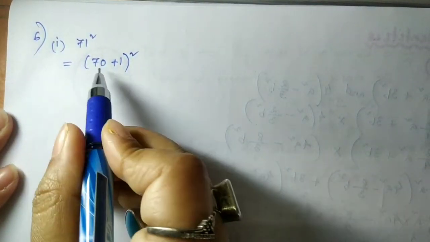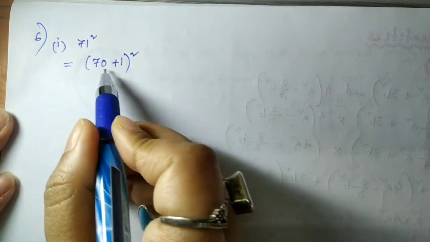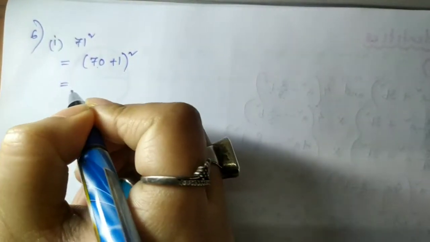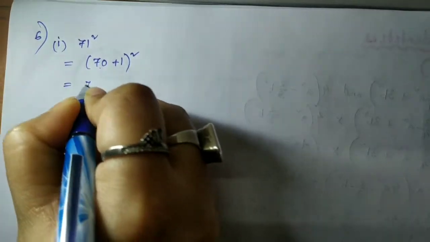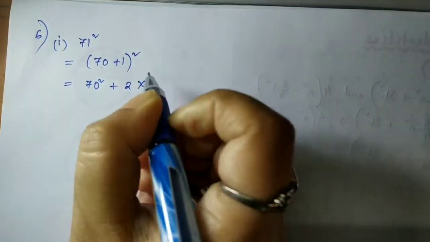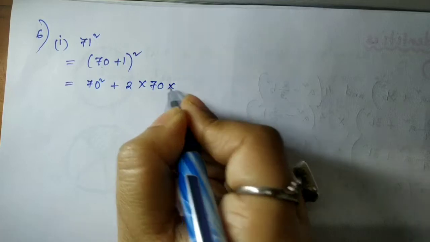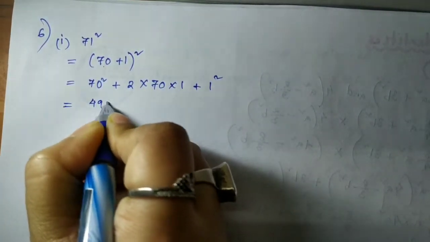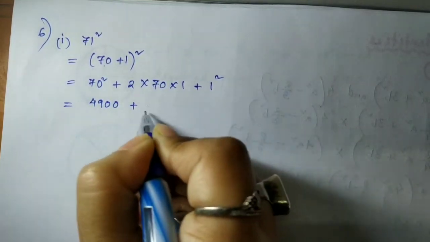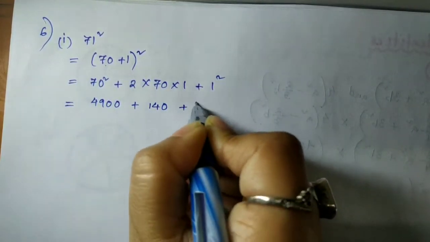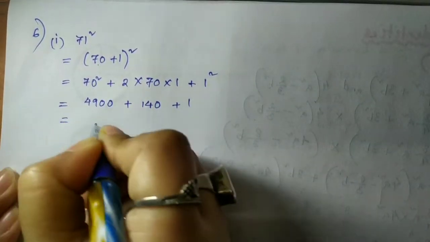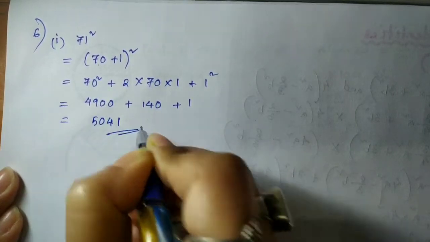Yes. Now it is in the form of the identity (a + b)², because I have to make it in the form of the identity. Okay, this is my a, this is my b. So a² + 2ab + b². Now just solving it, 70 into 70 will be 4900 plus 2 into 70 into 1, 140, plus 1 square is 1. Now let's add this one. So it will be equal to 5041. So this is your solution.